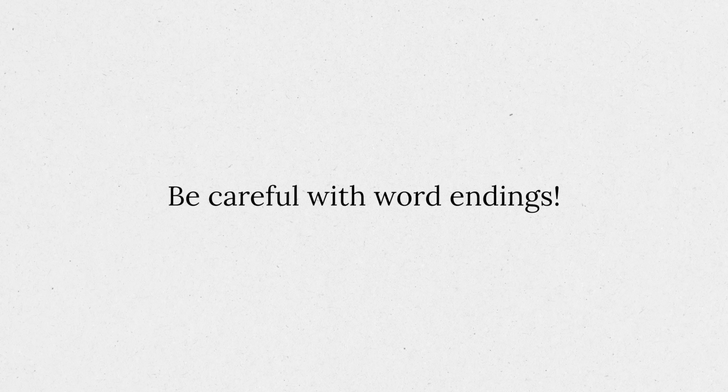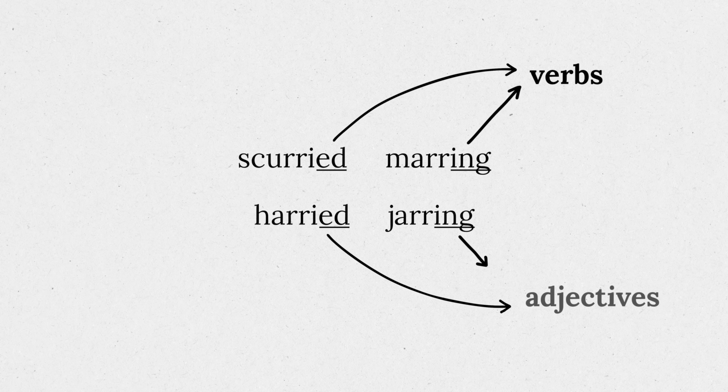Finally, be careful when using word endings to identify the part of speech, because in English they can be tricky. For example, you might associate the ed and ing endings with verbs in English, but many adjectives also end in ed and ing. The key to correctly identifying the part of speech in English will most often be word order.